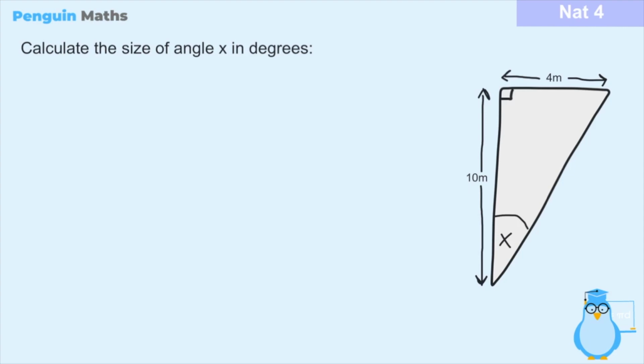So in this question, we've been asked to calculate the size of angle x, and we've been given a length of 10 metres and 4 metres. And the way we solve this problem for an angle is no different to if we wanted to find a length using the trig ratios. So the first step we have to do is to label each one of these three sides with the hypotenuse, the adjacent and the opposite. So let's start with the hypotenuse.